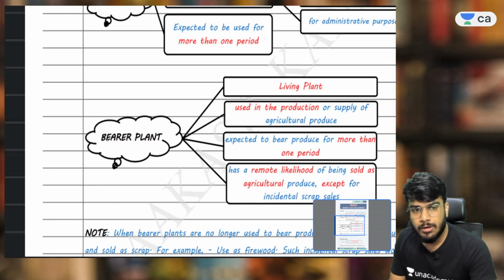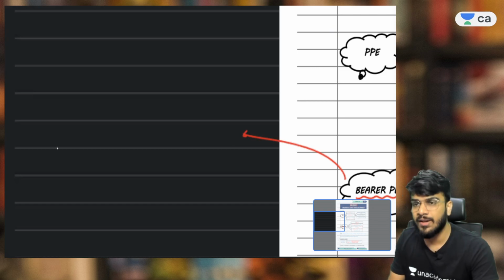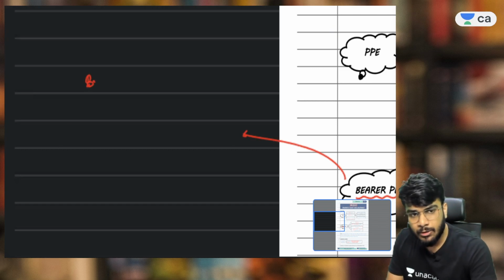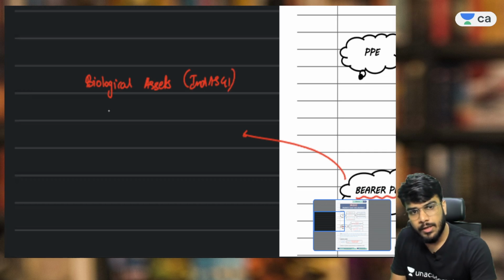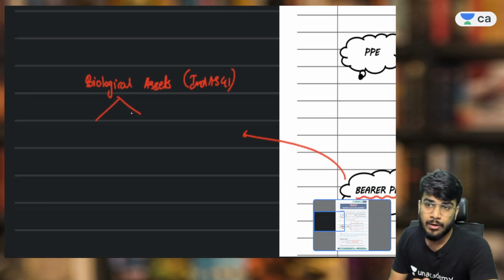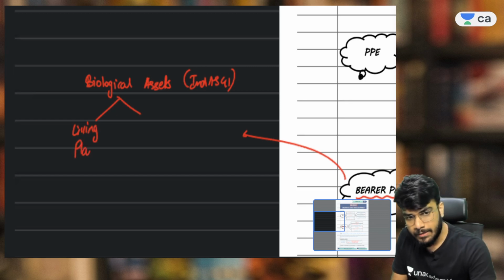Now, what is the meaning of bearer plant? So first, to understand bearer plant, we have to understand one concept. There is something known as biological assets, which we study in IND AS 41 agriculture, right? So biological asset can be classified into two parts. One is living plants and one is animals.